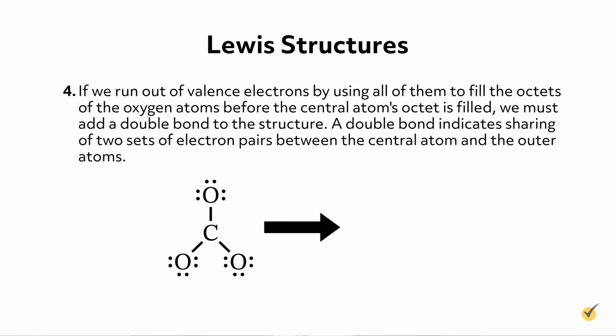Therefore, to bring the carbon octet up to 8 electrons, we have to force one of the oxygen atoms to share 2 sets of electrons with the carbon. This is a double bond and is represented by 2 parallel lines. Note how the double bond replaces the lone electron pair on the top oxygen atom. The double bond thus accounts for a total of 4 electrons.